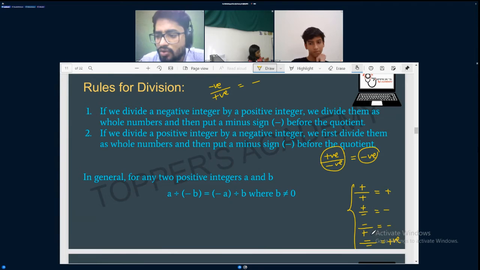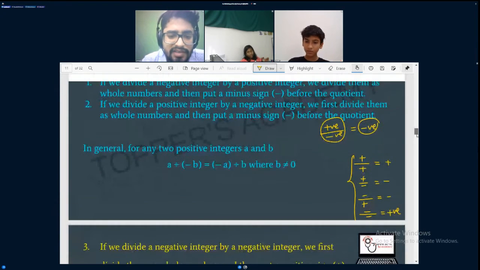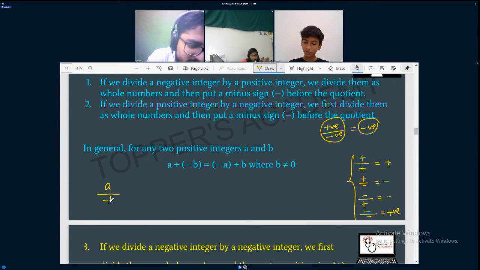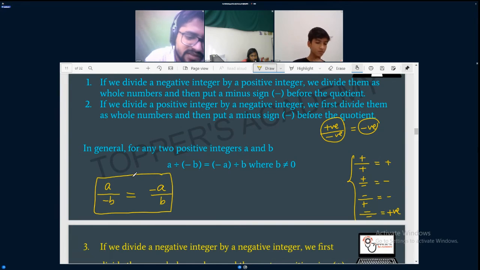So in general, your rule says if we divide a by minus b, we can write it as minus a divided by b. It means a divided by minus b is equal to minus a divided by b. Yes or no? From the first and second rules, you can say this. A divided by minus b: the answer is, you divide a by b and then put a negative sign.